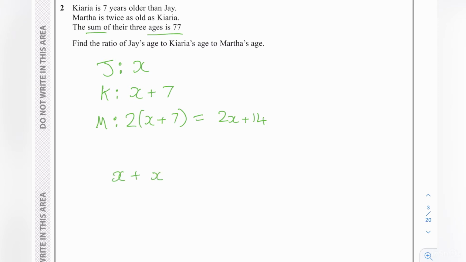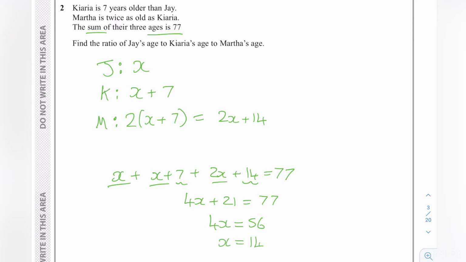So if we add together our 3 expressions and put that equal to 77, we've got an equation which we can now solve. If we collect together our like terms, we get 4x plus 21 is equal to 77. We can now rearrange and solve. So we get x equals 14.